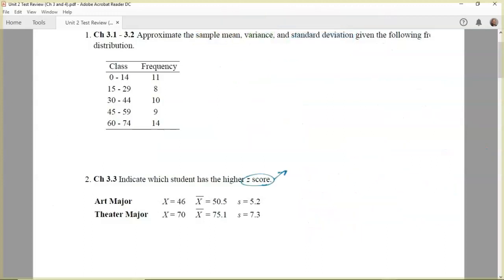And we transition and look at question 2, which covers chapter 3.3, the measures of position, that indicate which student has a higher z-score. Well, if we recall, the z-score is the number of standard deviations a value, so the x, is away from the mean, in this case the sample mean x bar. So the z-score formula is the value minus the mean divided by the standard deviation. In this case, we look at x minus x bar divided by s. So x would be the value, x bar is the sample mean, and s is the sample standard deviation.